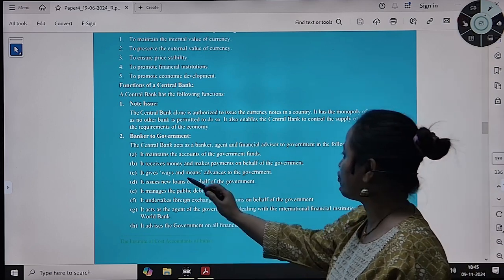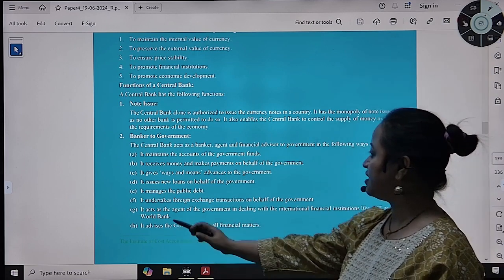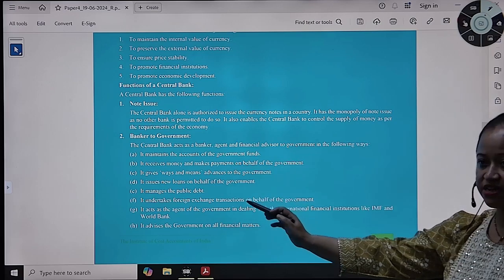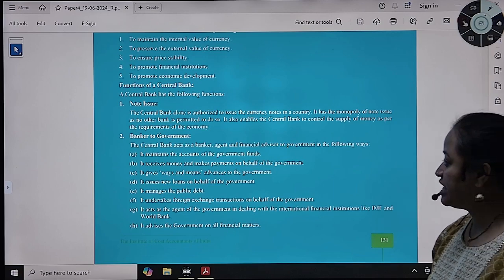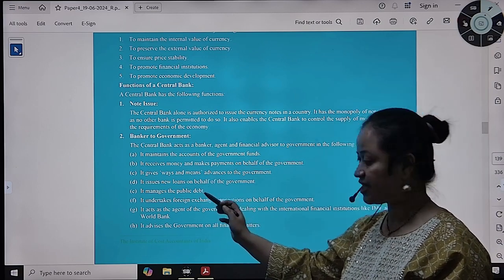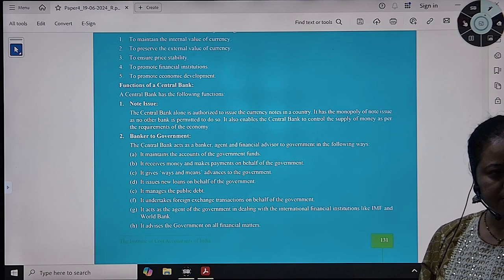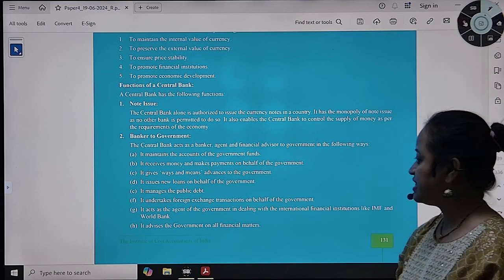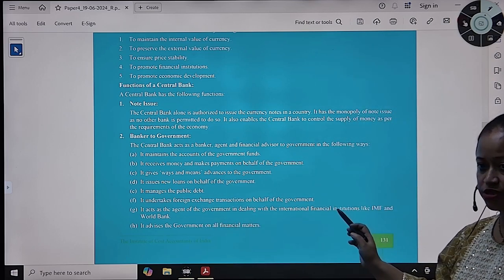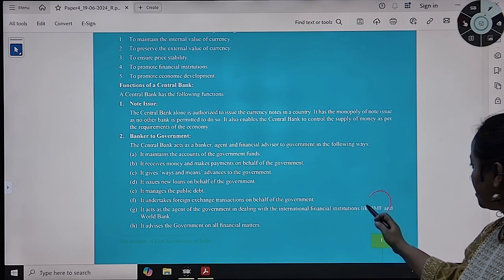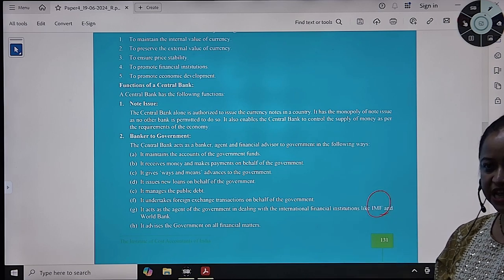Then it gives ways and means advances to the government. It also gives loans to the government, and it issues new loans on behalf of the government. It manages the public debt. Then it undertakes foreign exchange transactions on behalf of the government. Then it acts as the agent of the government in dealing with international financial institutions like the IMF and the World Bank.